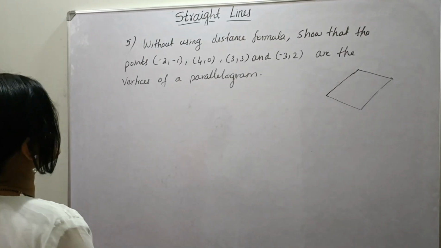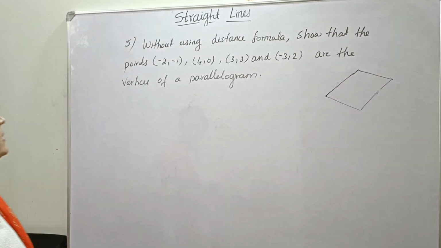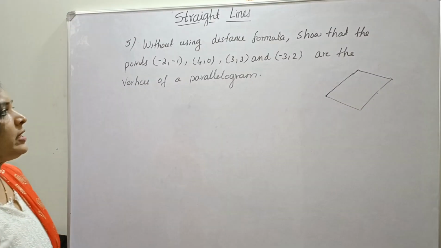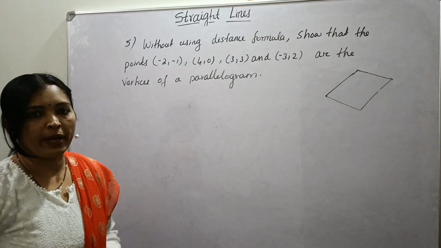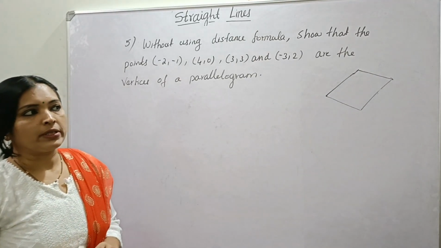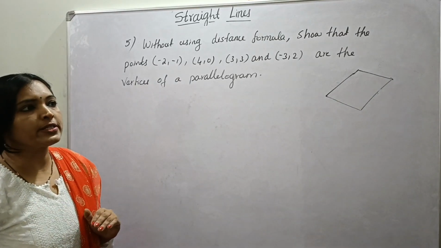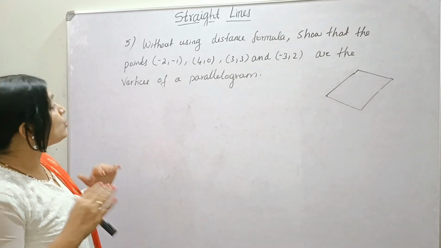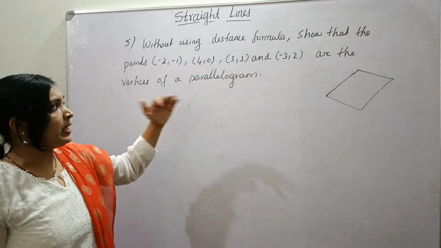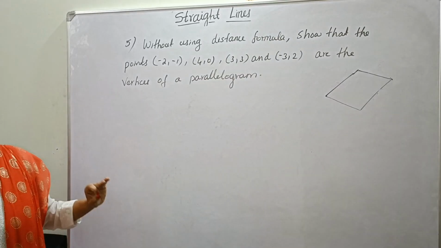Next question is, without using the distance formula, show that the points (-2, -1), (4, 0), (3, 3) and (-3, 2) are the vertices of a parallelogram. Here we should not use the distance formula. This one we have studied using the distance formula, how to show the given points are of a parallelogram, right? But here we should not apply the distance formula.